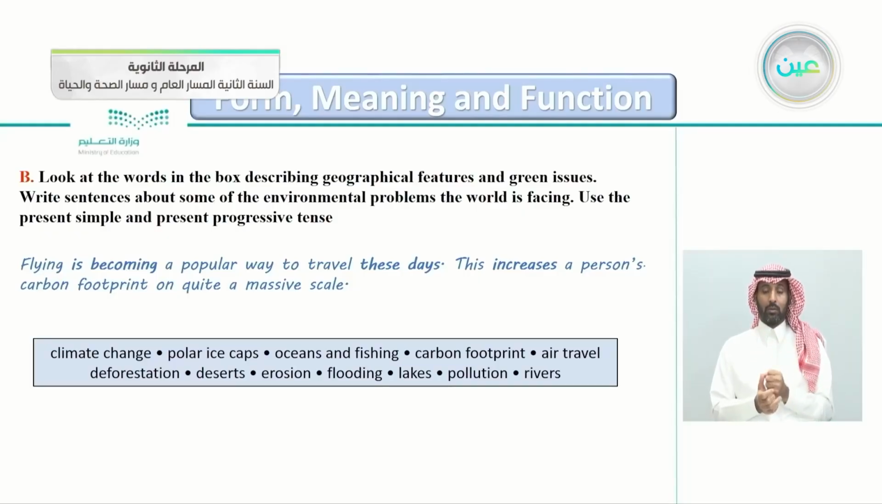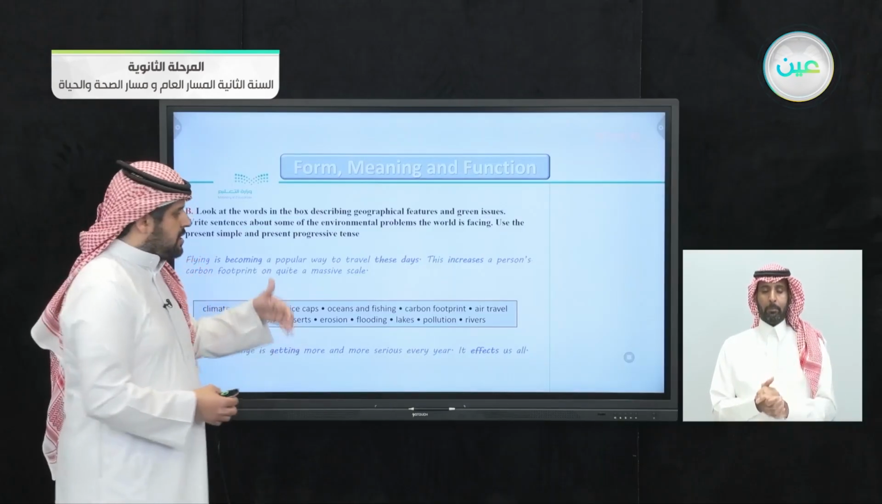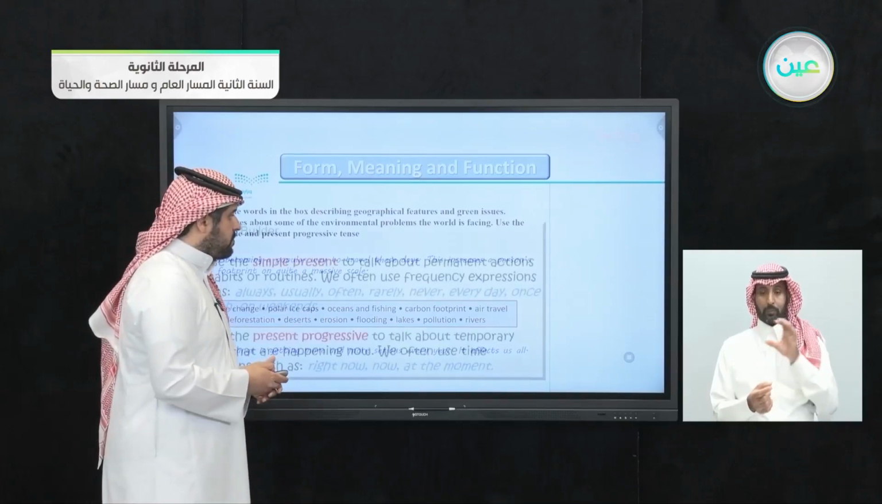We are just going to take one here. For example, you can say climate change is getting more and more serious every year because it affects us all. Again, I'm talking about climate change here, it is getting more and more serious every year. It affects us all. So I use the present progressive and the present simple. And you can continue with all of them.